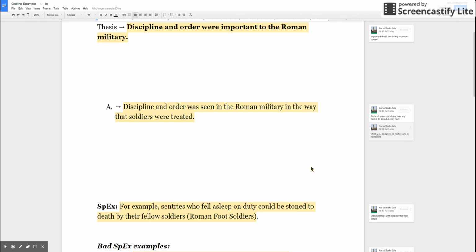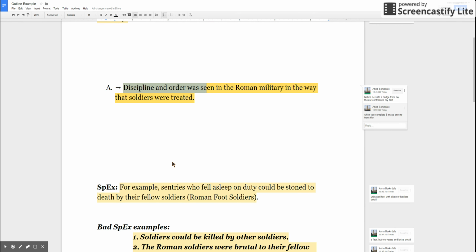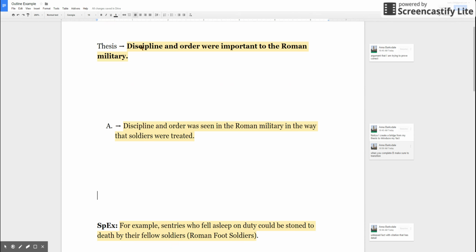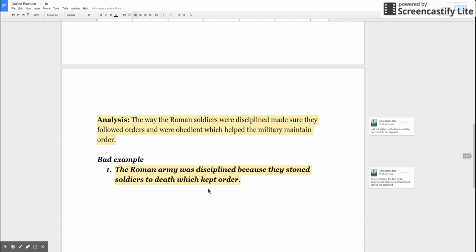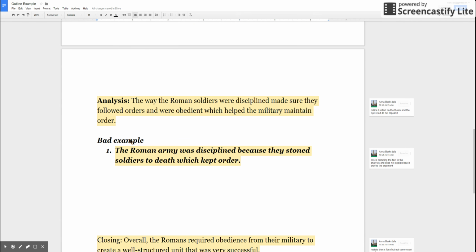One note though, when you transition to your B, make sure you put in a transitional word. So I wouldn't start it the same way. You would say something like, furthermore, the Romans were disciplined and ordered in the military in the way that they did their empire building. So make sure you put those transitions in for your B and C statements. So now I've built my bridge for my thesis. I've introduced my fact. I've given my fact. And now I need to do what is the hardest thing to do. I need to explain how that fact proves the thesis correct.